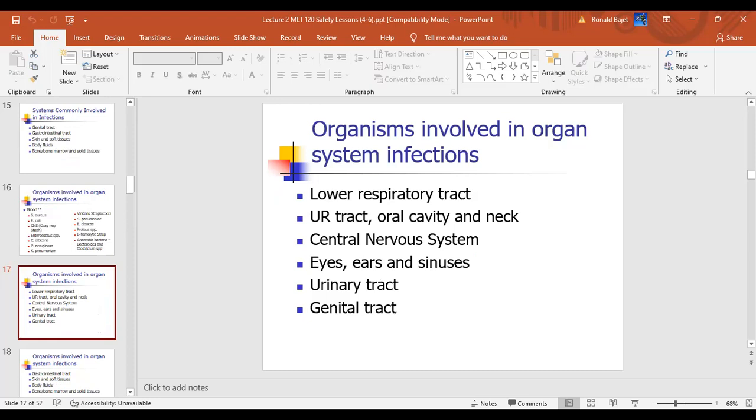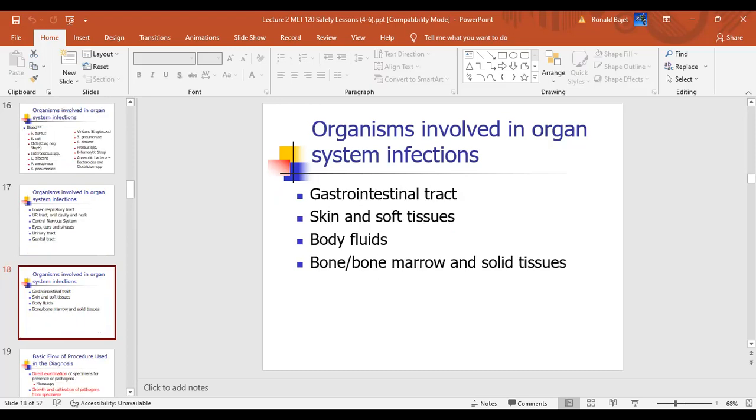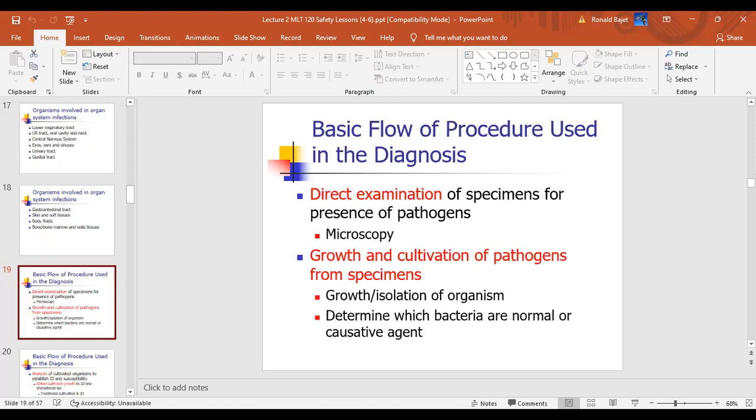Okay, lower respiratory tract, upper respiratory tract, oral cavity, neck, central nervous system, eyes, ears, sinuses, urinary tract, and the genital tract. GI tract, skin, soft tissues, body fluids, bone marrow. Hopefully I can get cultures representative of these various different organ systems.